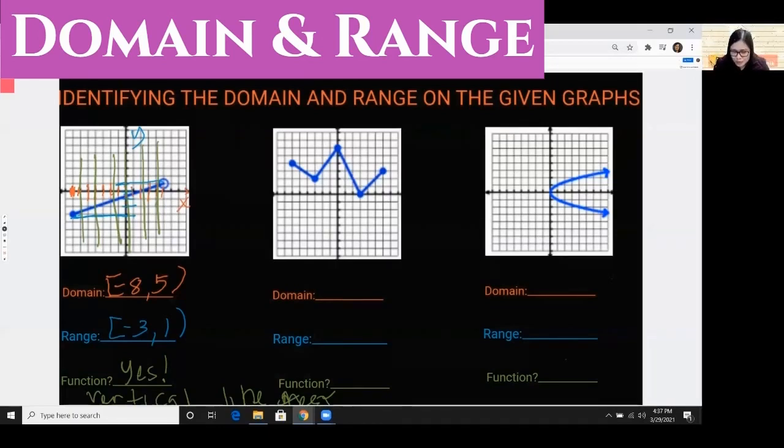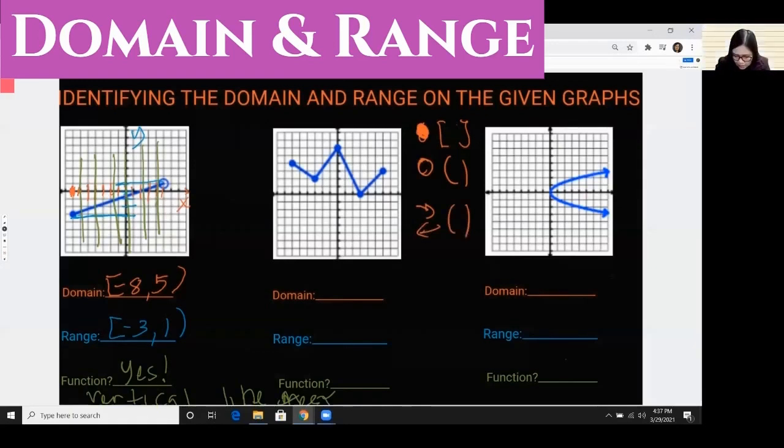Let me sum it up here so that you can remember them. A closed dot is a bracket, then an open dot is a parenthesis, then an arrow is also a parenthesis. So on number two, it is a closed dot.